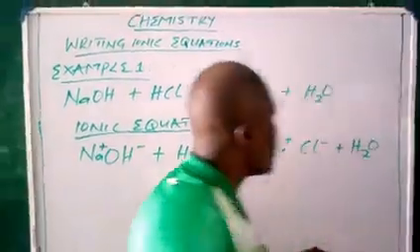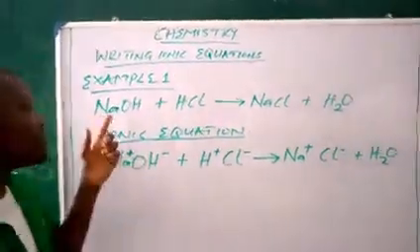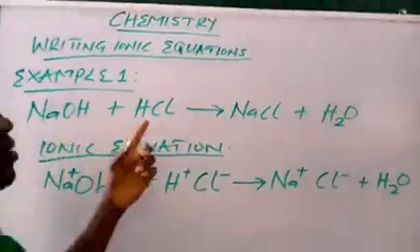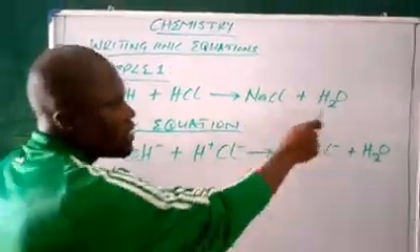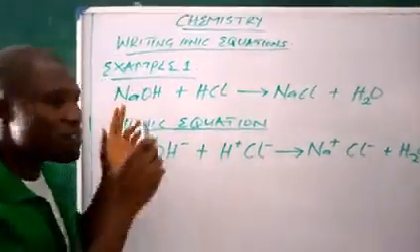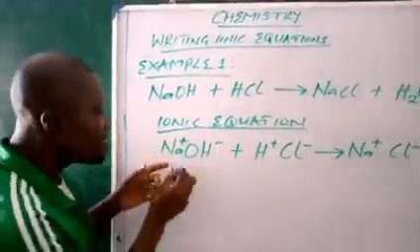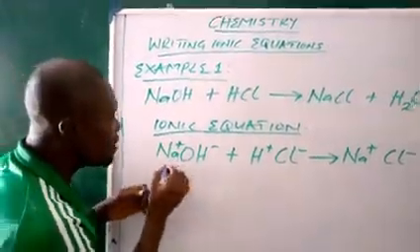Now, example one here is a reaction between sodium hydroxide and hydrochloric acid. So it gives us sodium chloride and water. Now the ionic form of this equation is this. Look at it here. This is the reactant side.